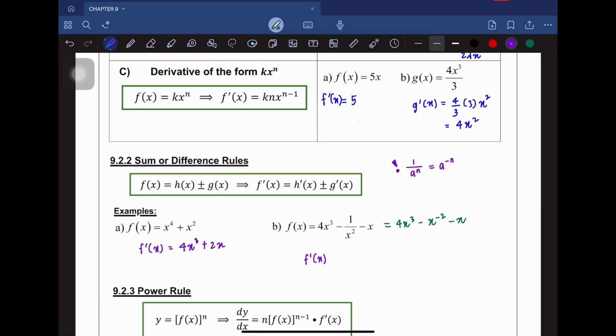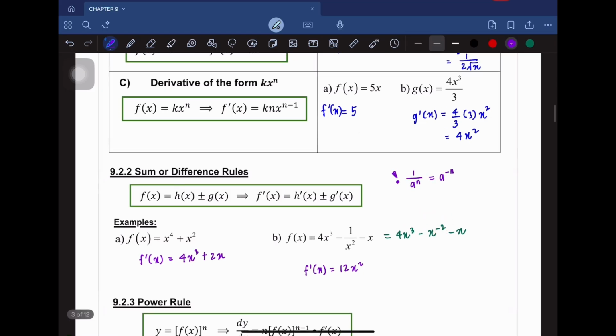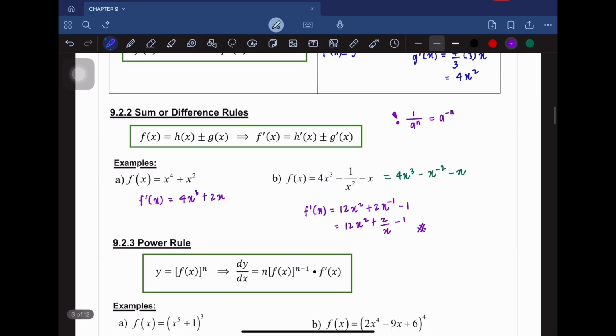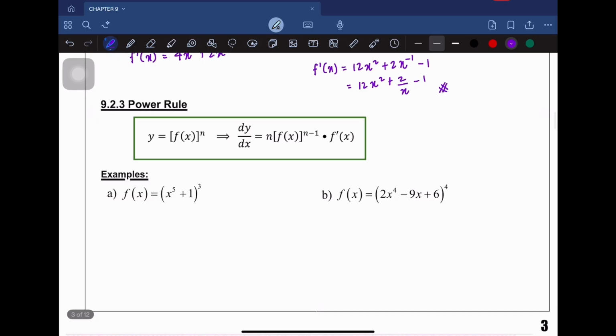So f prime x sama dengan 12x square. Okay, and then this one darab jadi positive 2, and then x power berkurang 1 kan, so dia jadi negative 1 minus differentiate negative x is negative 1. Okay, so as final answer, saya akan tulis balik ni dalam bentuk yang cantik, so dia jadi 12x square plus 2 over x minus 1. Okay, settle. Okay, next one, power rule.